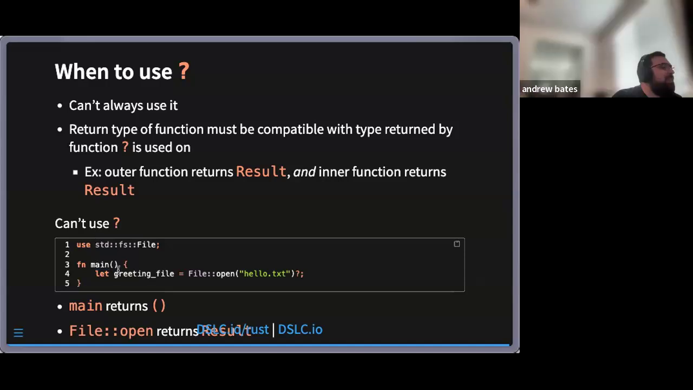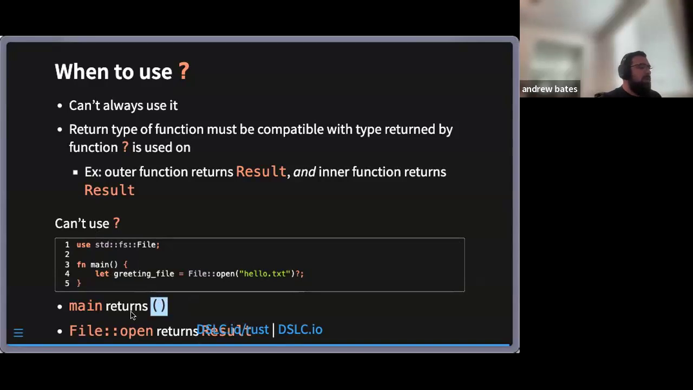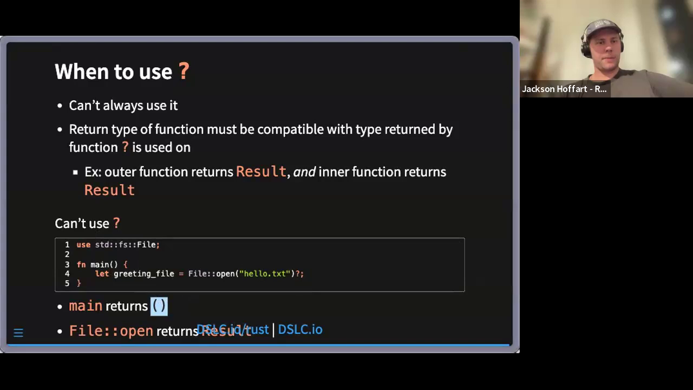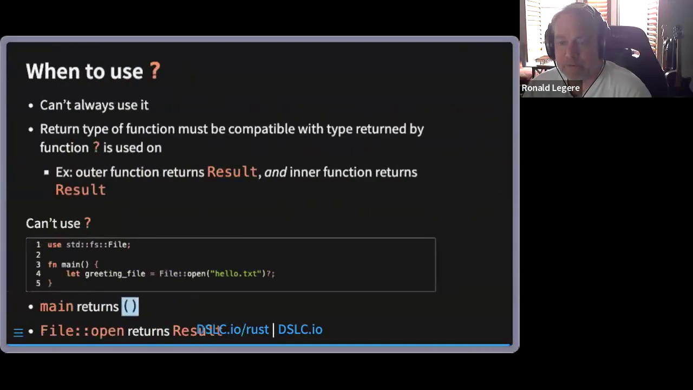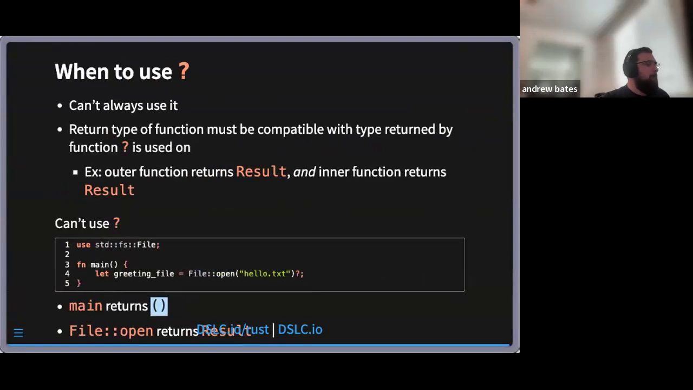But so let's say, if this isn't our main, we can't just use it here, because main has that type, I don't know exactly what it's called, but unit. But File::open is going to return a result. So the types don't match, so it's not going to let you do that. Yeah, for sure. You can define main so that it does have that type, that Box dyn Error, whatever.